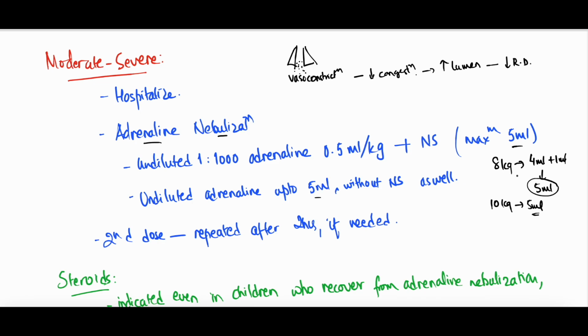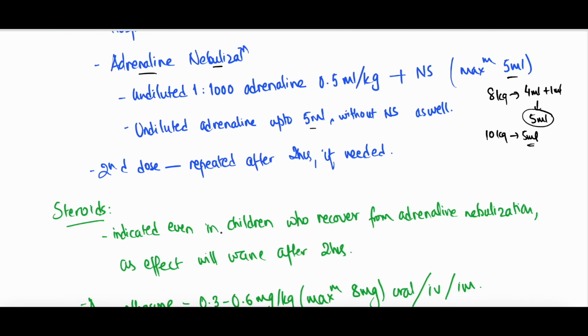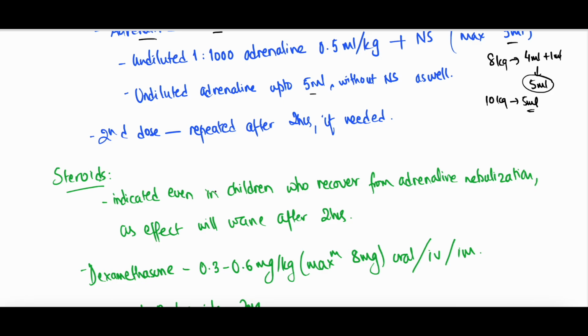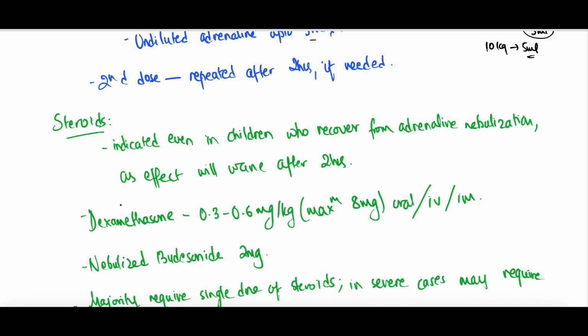If the child is still having respiratory distress, we can repeat it even after 20-30 minutes, but usually it can be repeated after 2 hours if needed. Now if the child is still having moderate to severe croup distress, we add steroids, and the steroid choice is dexamethasone. Sometimes we can use prednisolone, but dexamethasone has been the choice in croup. It is indicated in children who recover from adrenaline nebulization, as the effect will wane after 2 hours. The nebulization effect of adrenaline will decrease after 2 hours, but if we need sustained activity, we add steroids.